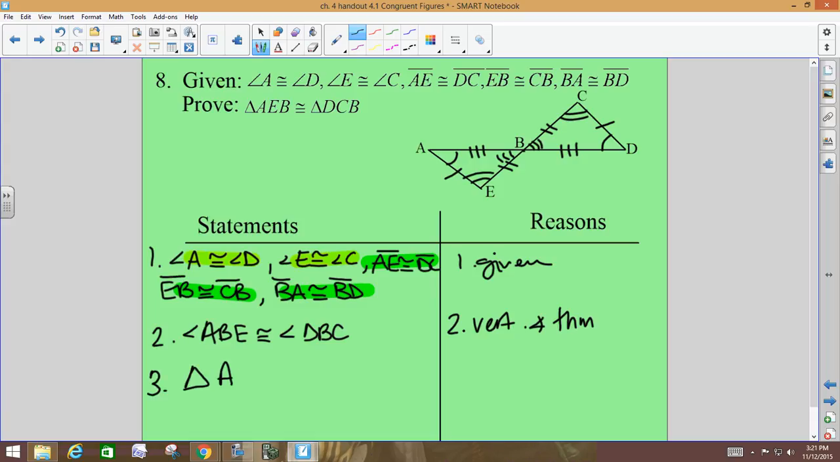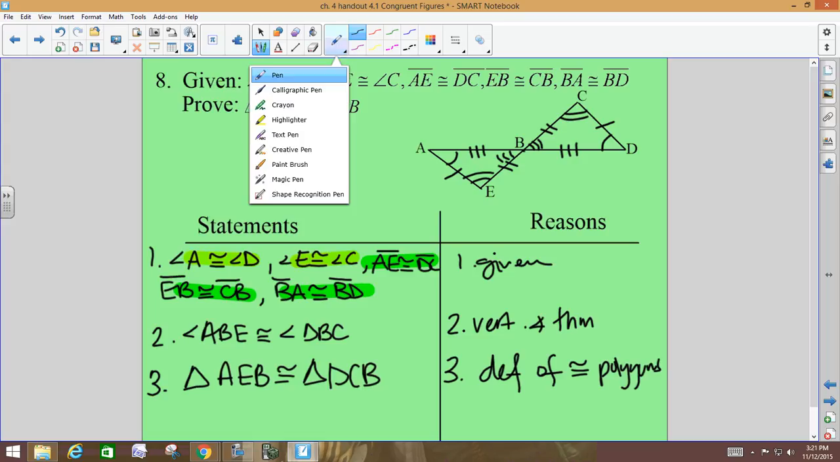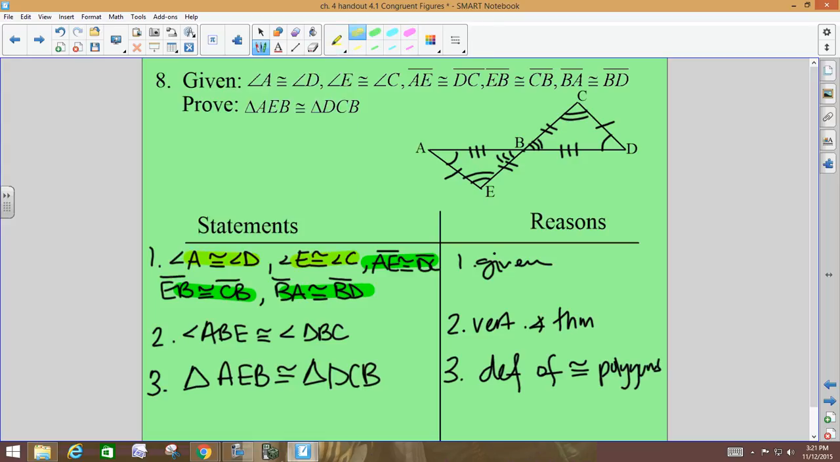So step 3, we're done. Triangle AEB is congruent to triangle DCB by the definition of congruent polygons. That wasn't so bad, was it? It's nice sometimes when they give you a lot of information in the given.